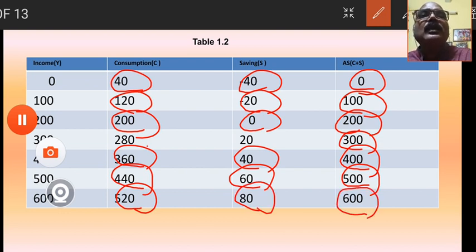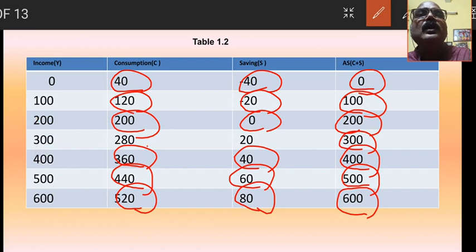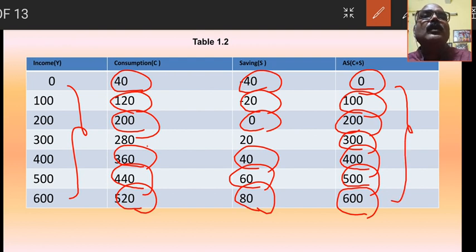Now you see that these two columns are the same, the income column and the aggregate supply column. Why? Because we have already proved in the previous slide that aggregate supply is nothing but the net domestic product at factor cost, or NDPFC. So therefore the income level is the aggregate supply. Understood? Okay.